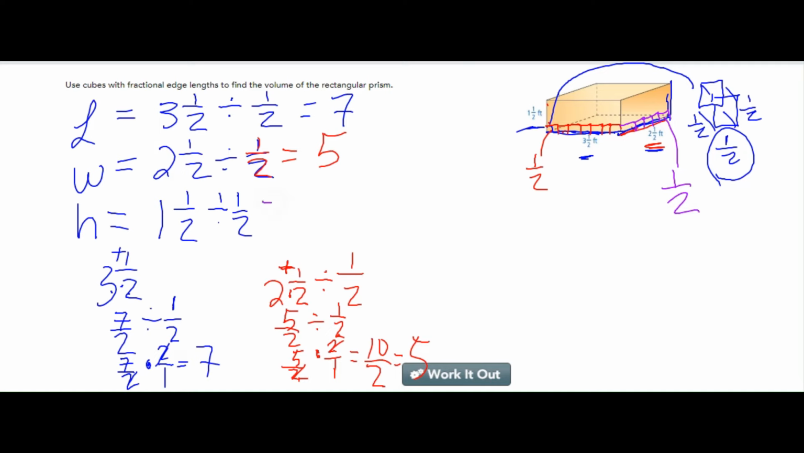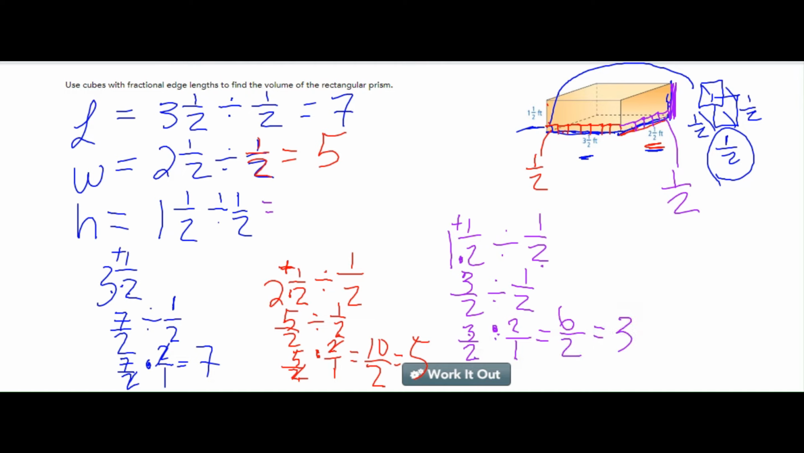Now we need to do the height. So I need to see how many 1/2 inch cubes I can pack along this height. So I have 1 and 1/2 divided by 1/2. How many halves are in 1 and 1/2? Change this mixed number into an improper fraction: 3 over 2 divided by 1/2. Dividing by a number is the same as multiplying by the reciprocal. And I'm going to multiply across. 3 times 2 is 6, 2 times 1 is 2, 6 divided by 2 is 3. So that means I can pack 3 half edge length cubes along this height.